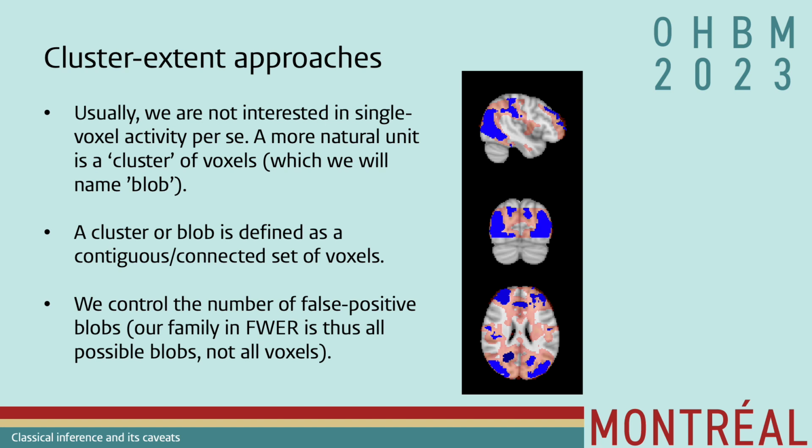A cluster or a blob is defined as a contiguous or connected set of voxels, and we control the number of false positive blobs. So the family in our family-wise error is just all the possible blobs, and this is important to note, it's not all of the voxels. We control the number of false positive blobs and not per se all the voxels.